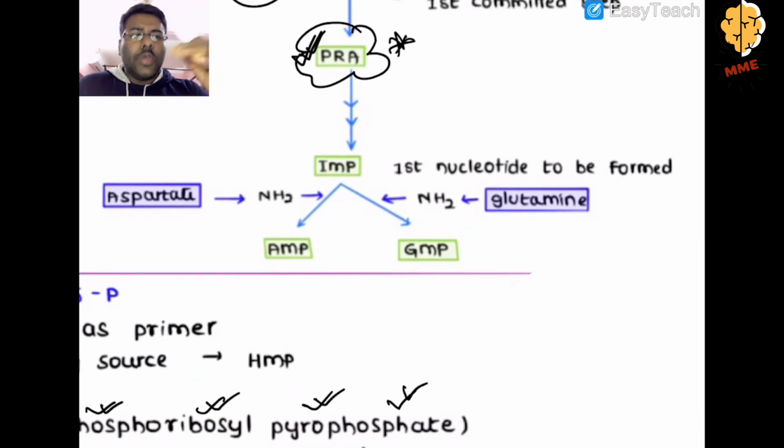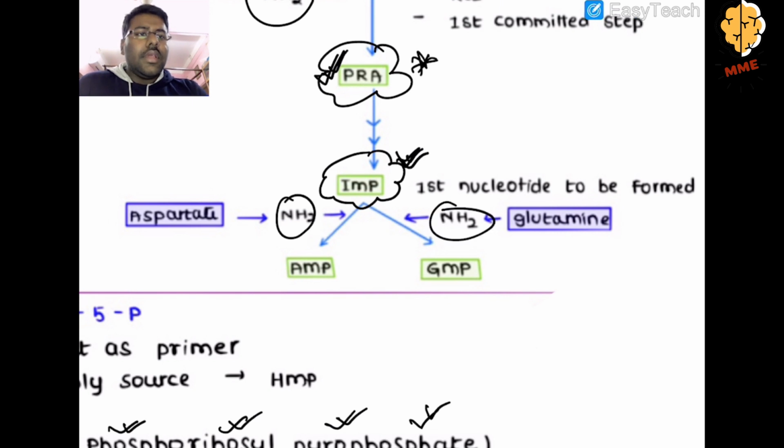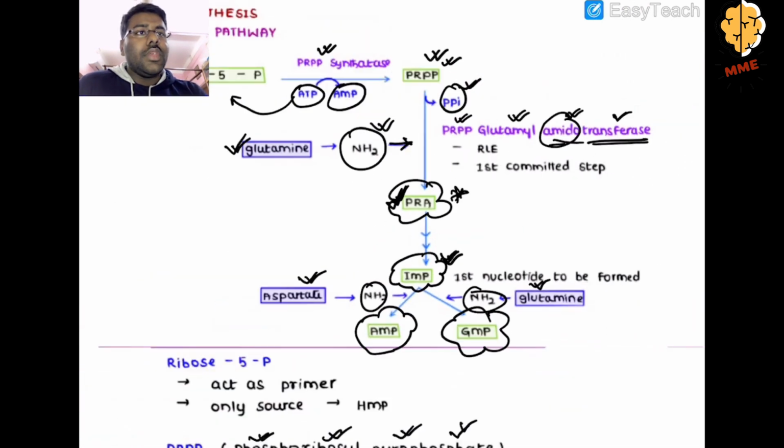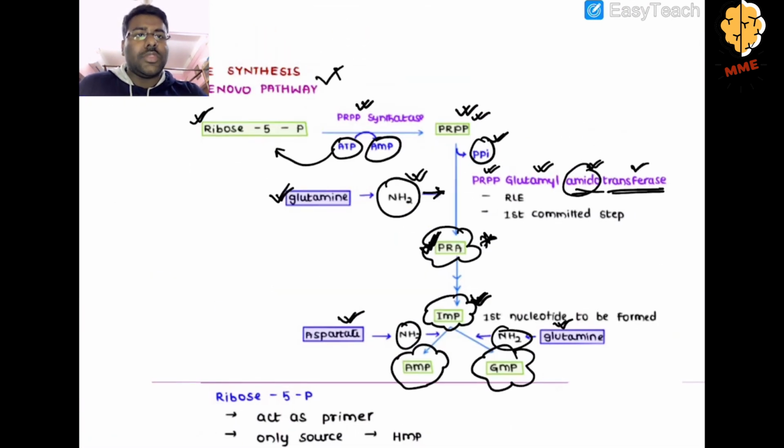And after a few steps, the IMP is formed, which is the first nucleotide formed in our body. Then an NH2 group coming from the aspartate makes the AMP. And if the NH2 group comes from the glutamine, then the GMP is formed. Okay, so that is the whole de novo synthesis pathway.